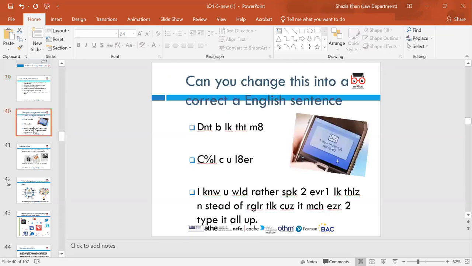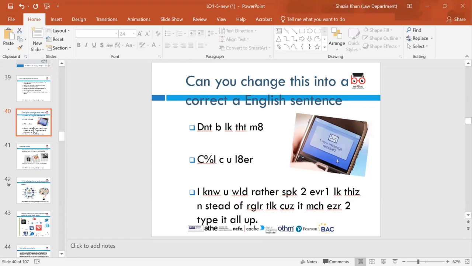So can you change this into a correct English sentence? And this is a jargon or an acronym or text messages on a phone. So this would be, don't be like that, mate. And the next one would be, cool, see you later. And these are jargons that are used and acronyms that are used and abbreviations that are used in text messages.